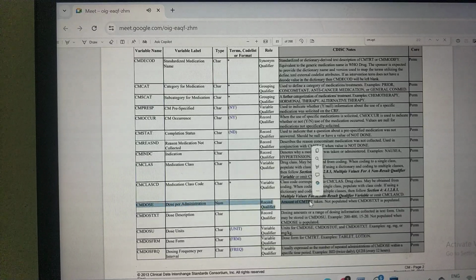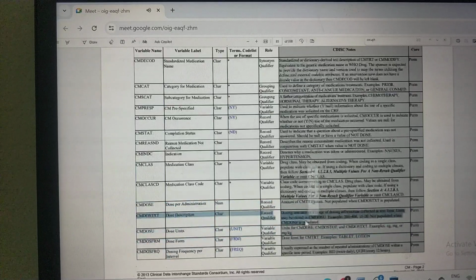But sometimes the information is captured as 200 to 250 mg. Then there is a range, and we cannot put it into the dose. Why? Because we cannot put a range there. In that case, we will populate the dose text. So you can see values like 200 to 400, 15 to 20.